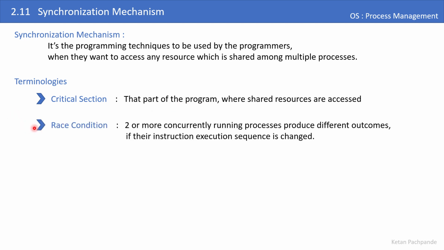Race condition: we have already discussed in my previous sessions how producer and consumer lead to the problem of race condition. I'll just summarize here. Two or more concurrently running processes produce different outcomes if their instruction execution sequence is changed. So in the ideal case, we don't want this race condition.